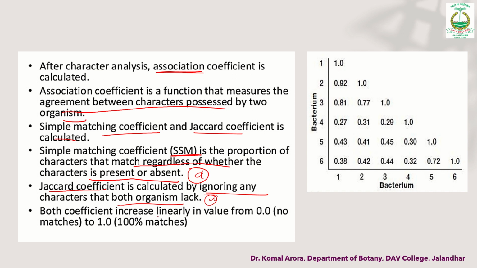Both these coefficients increase linearly in value from 0 to 1. If there is a 100% match between the 2 species, that gives you the overall value 1. If there is no match between them, that gives you the value 0. This shows my first bacterium and second bacterium. If you get this value, it means both bacteria are exactly the same. You may have some variations, and accordingly the value will decrease.